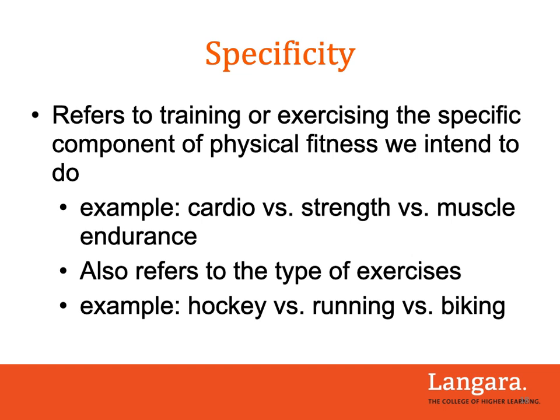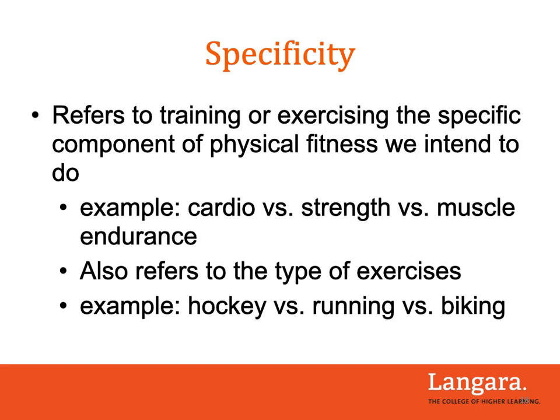If we want to improve our cardiovascular system, then we have to do exercises that stress the cardiovascular system. That's specificity. If we want to improve our strength, running isn't going to improve our strength. Weightlifting is going to improve our strength. So that is specificity. It refers to the type of exercise we do for our specific goal that we have in mind.